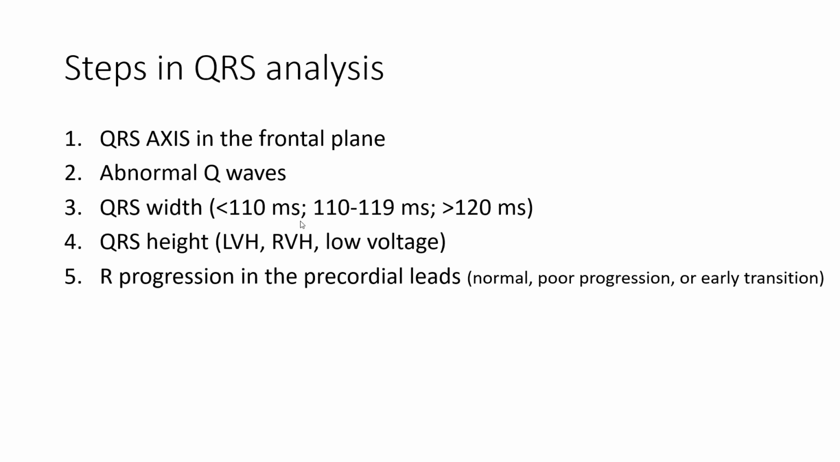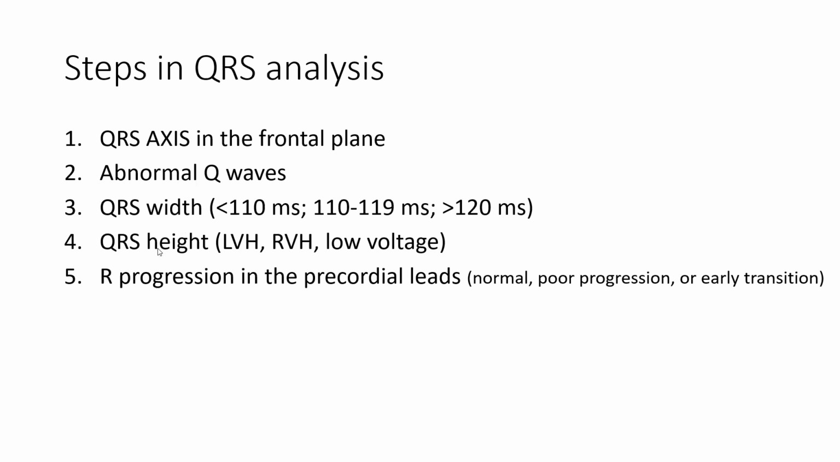width. Less than 110 milliseconds is considered normal. 110 to 119 milliseconds is in the zone of incomplete bundle branch block or non-specific conduction delay. Over 120 milliseconds is in the zone of complete bundle branch block or more delayed non-specific conduction delay.